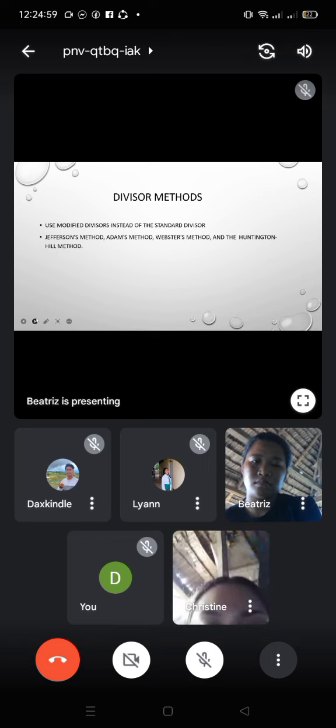Divisor methods. Use a modified divisor instead of the standard divisor. Jefferson's method, Adams method, Webster method, and the Huntington-Hill method.